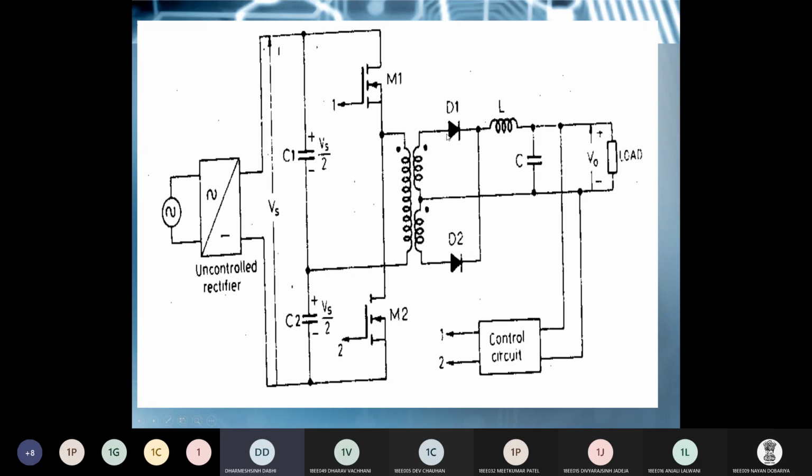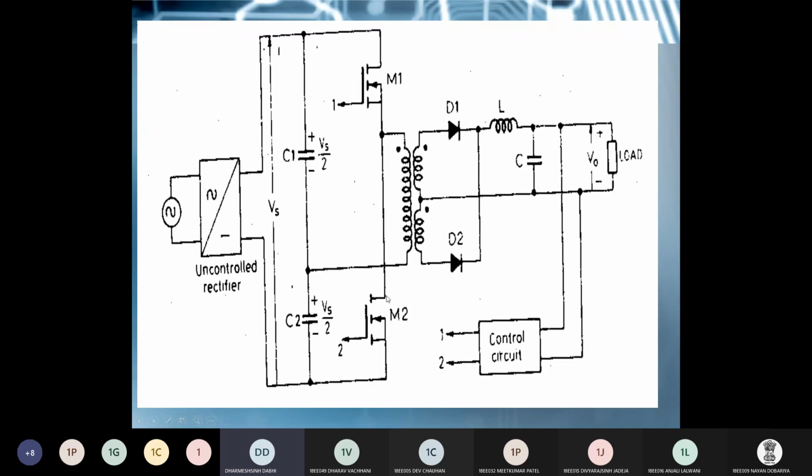So in this case, current is flowing from the diode, this LC filter and load circuit, which is the positive voltage. Now, in the second mode, when M2 is on and M1 is off, current is flowing from the positive terminal of this C2 capacitor, then the lower side of the primary, then the M2 MOSFET, and then the negative terminal.